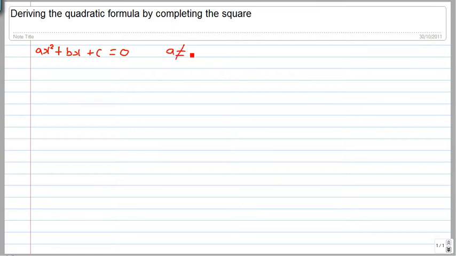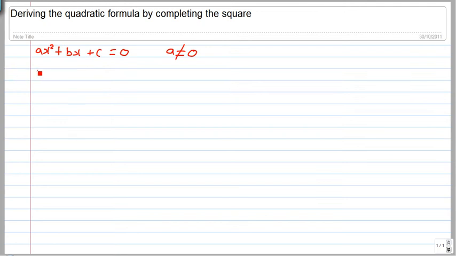you know that a cannot be equal to 0, because if a is equal to 0, what we will get is 0 for this particular term, and we are left with bx plus c. bx plus c happens to be a linear equation, which is why a cannot be equal to 0.